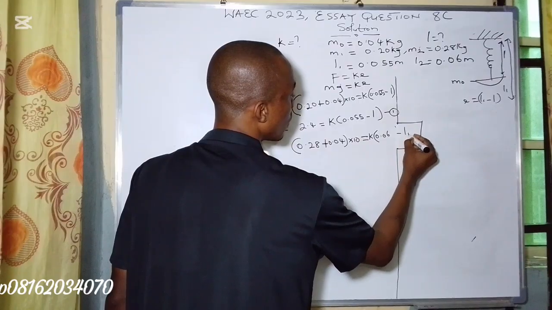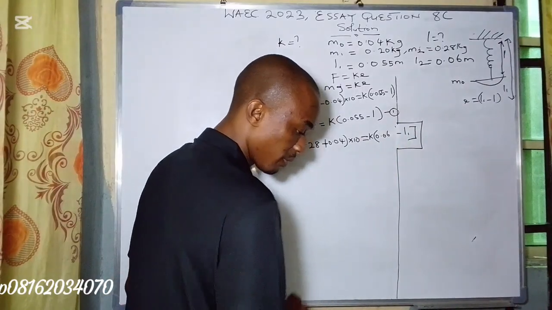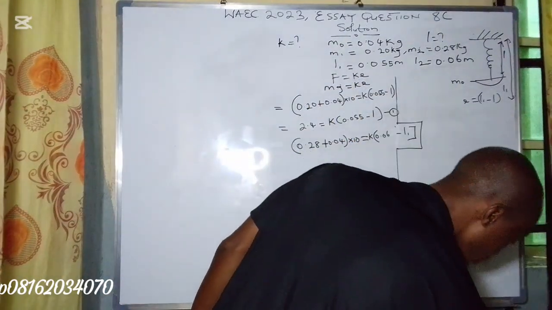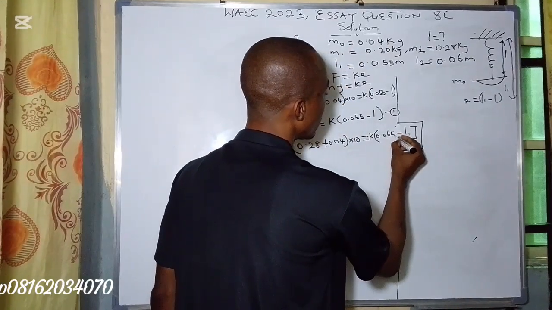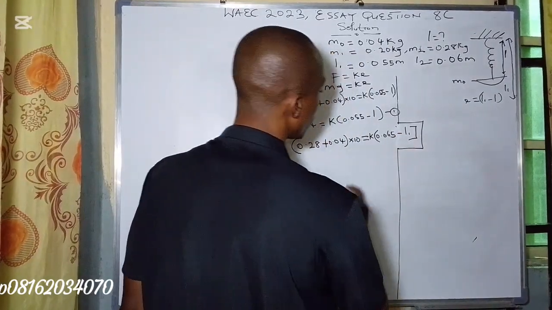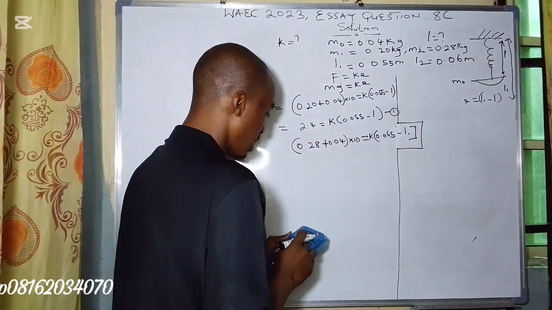0.06 minus what? L1. Please let me confirm if that is actually 0.065. Please, I just want to confirm. Okay, so now let's progress. From here, what do you get?